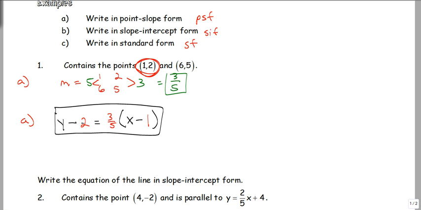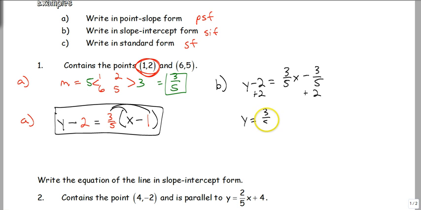The reason why is, to go to slope intercept form, all you have to do is solve this now for y. So let's do that over here on B. So I have y minus 2 is equal to, I'm going to distribute this one. Okay, and now just solve for y by adding 2, or 10/5 if you will. So you get y is equal to 3/5 x plus 7/5 when you add those together, negative 3/5 and 2. And now that is my answer for B.